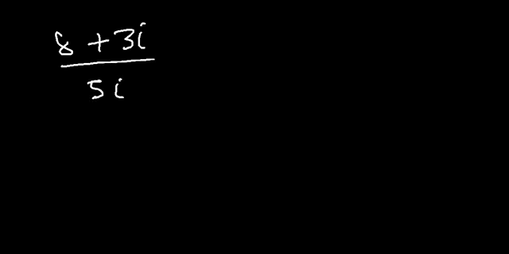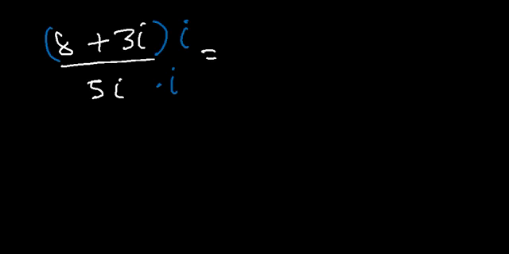Alright, so now let's try this problem. So let's say if you have 8 plus 3i over 5i. So in this example, we only have 1 term in the denominator instead of 2 terms. If you only have an imaginary number in the denominator, all you got to do is multiply top and bottom by i.